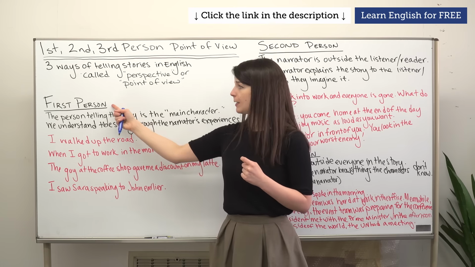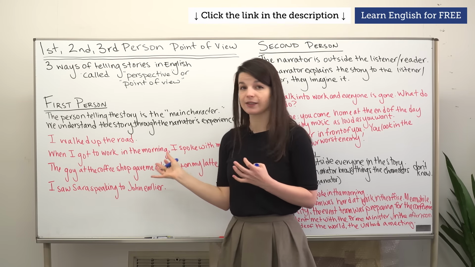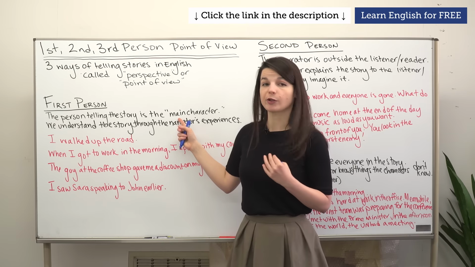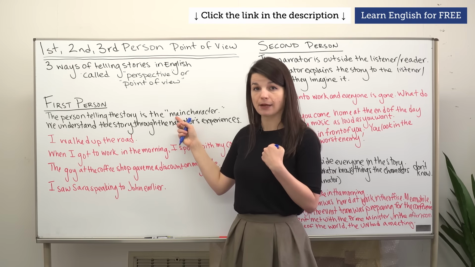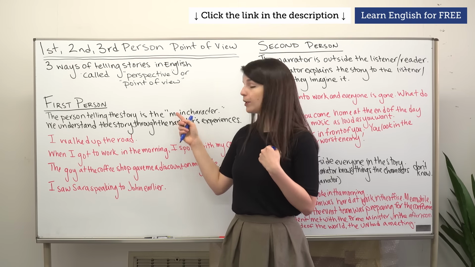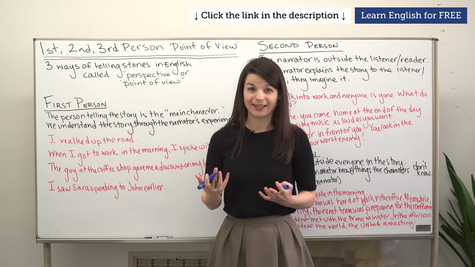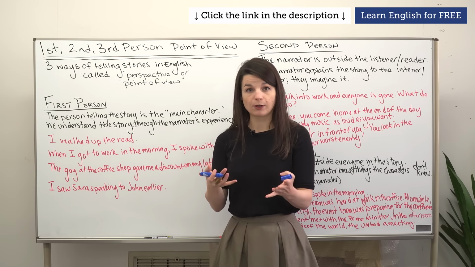First person is maybe the easiest to understand because the subject of a lot of these sentences is I. So in first person stories, the person telling the story is the main character. So this is quite similar to your everyday life. In your life, you are the main character, really. You understand your life through your experiences.